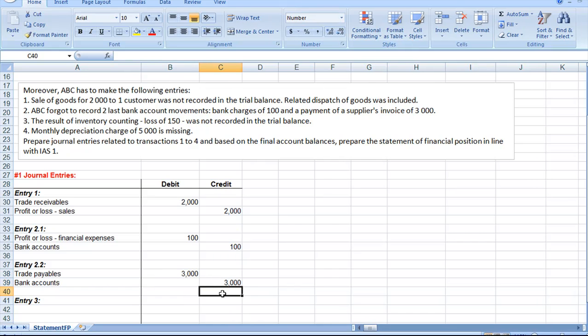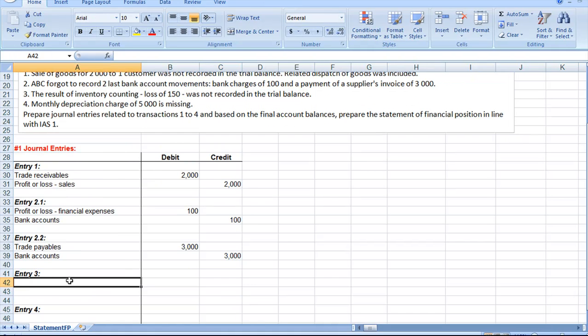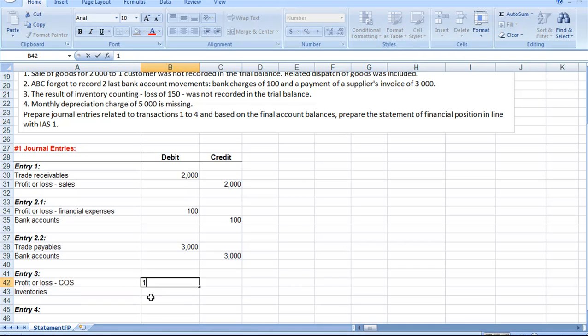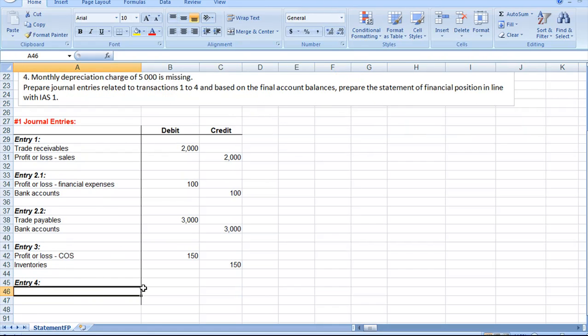Transaction number 3, shortage on inventories. Well, the debit side is somewhere in profit or loss, and the specific account depends on the nature of the shortage mainly. But now that's not that important. We simply debit profit or loss, probably cost of sales, and credit inventories as they decrease with 150. And the last transaction, number 4, monthly depreciation charge. We debit profit or loss depreciation account, well, that's in most cases, and credit accumulated depreciation account with 5000. Sometimes there is something like depreciation provision or similar account, right?